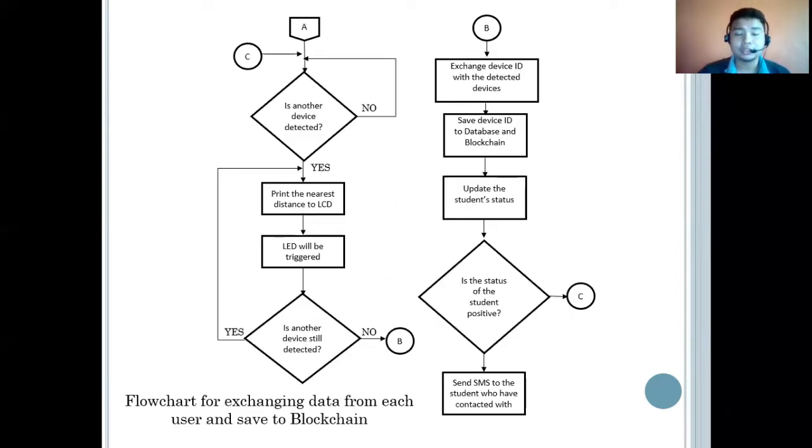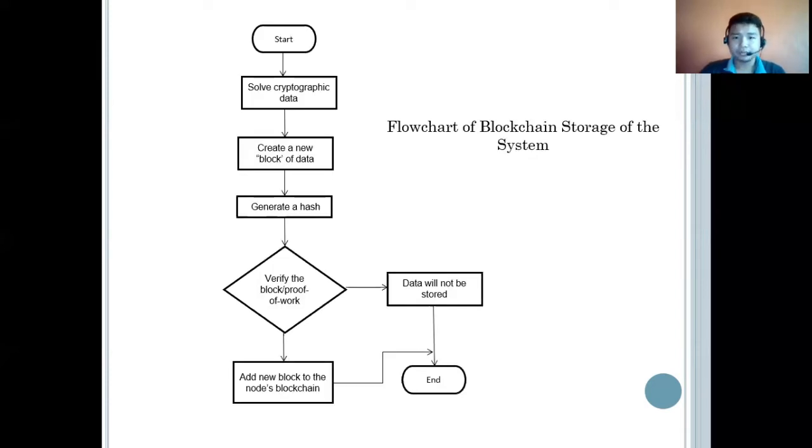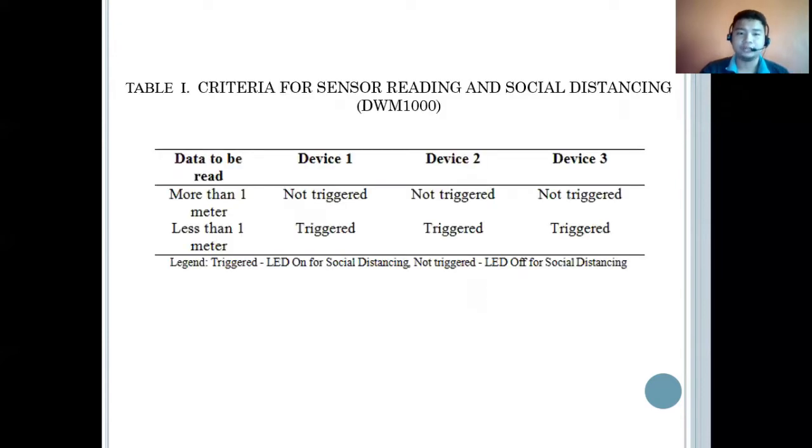As you can see, this is the flowchart for exchanging data from each user and saving it to the blockchain. This is how the project or the prototype works, the wristwatch, on how to save it to the blockchain. Then this is the concept for the blockchain storage system, how the data works in the blockchain. Then this is the criteria in sensor reading and social distancing using DW.